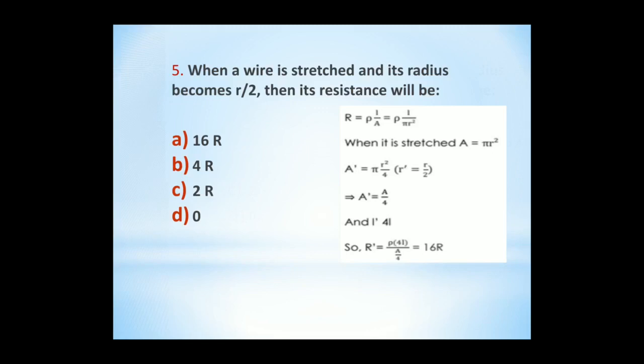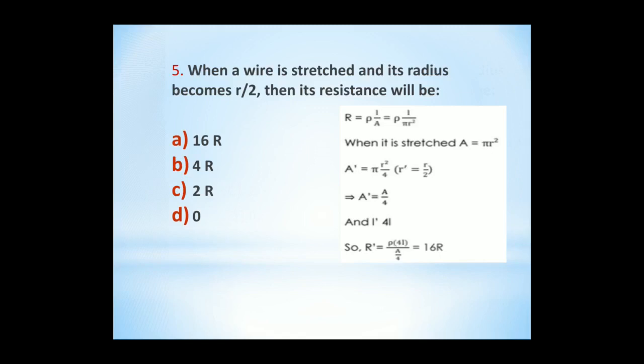But as wire is stretched, length is also changed. Length is changed, but there is no change in volume. Initial volume is equals to final volume. We know that volume is equals to pi r square into L. Initial volume is equals to pi r square into L, and final volume is equals to pi (r by 2) whole square into L1. Because when length changes, let's say that length is equals to L1 or L prime. So when we solve them, L prime will be equals to 4L.